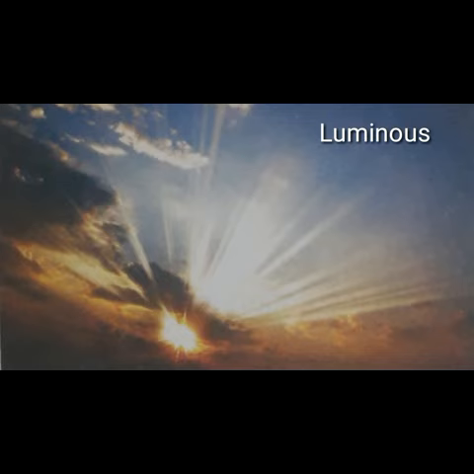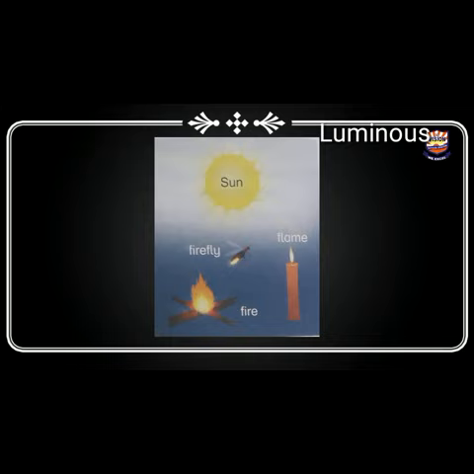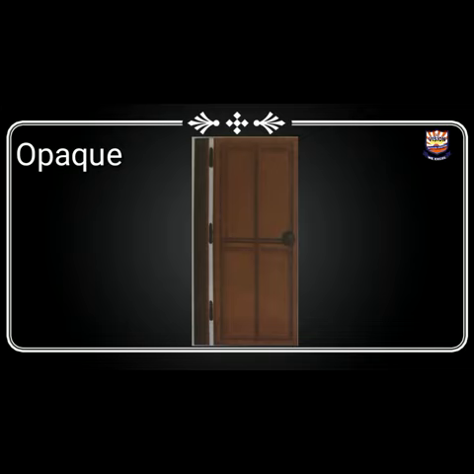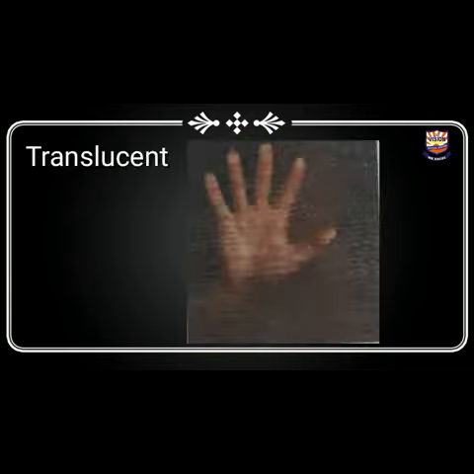The objects which produce light are called luminous objects. For example, sun, firefly, flame, and fire. Things through which light cannot pass are called opaque. Steel, wood, and rock are opaque materials.